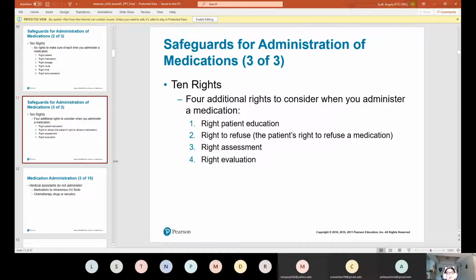Another right is the patient's right to refuse. So Miss Jones comes in and says, hey, I'm here for my flu vax. All right. So you get it drawn up and you're ready and you go in there. And then all of a sudden she's like, you know what? I don't think I'm going to do that today.